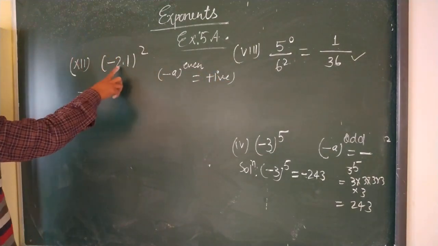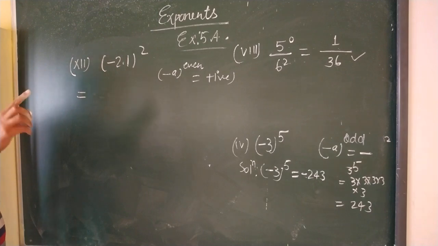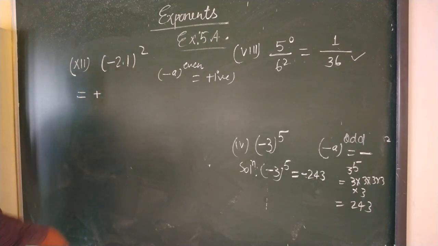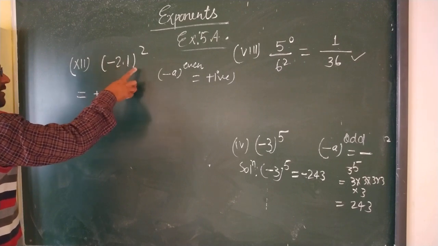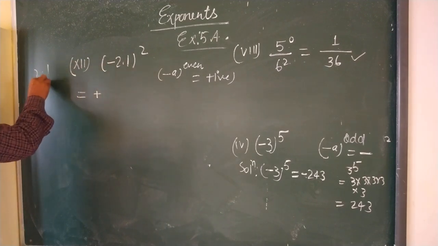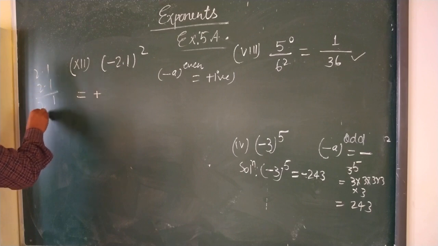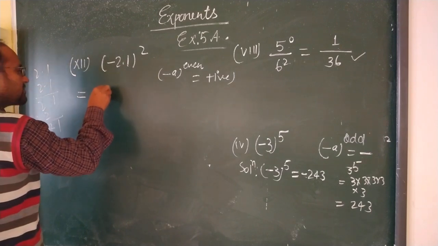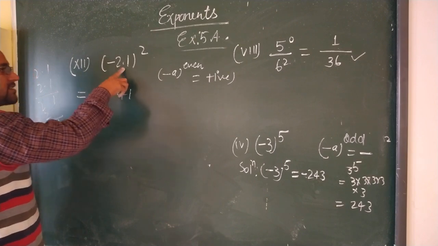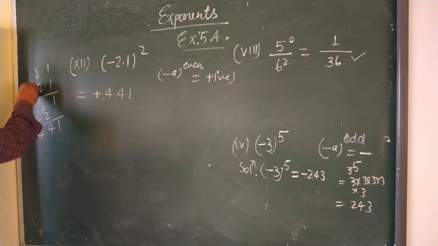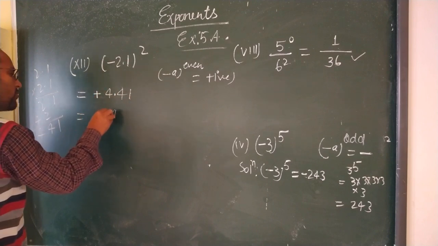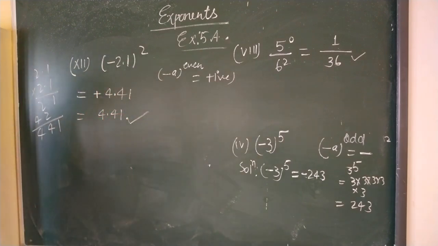So minus 2.1, you multiply with 2.1. Whatever you will get, that is positive. So 2.1 is multiplied with 2.1. You will get 441, and there are 2 decimal places in the multiplication, 1 and 1, so you will get 4.41. That is your answer for this case, students.